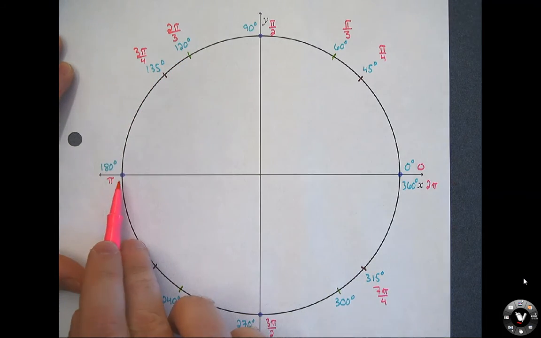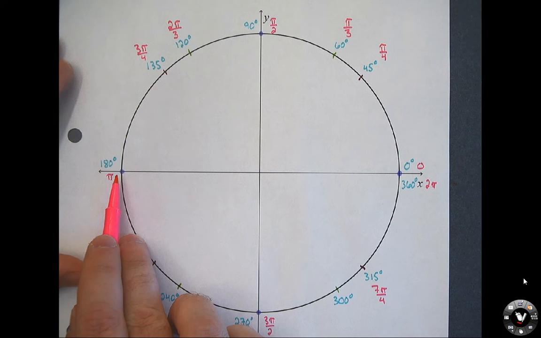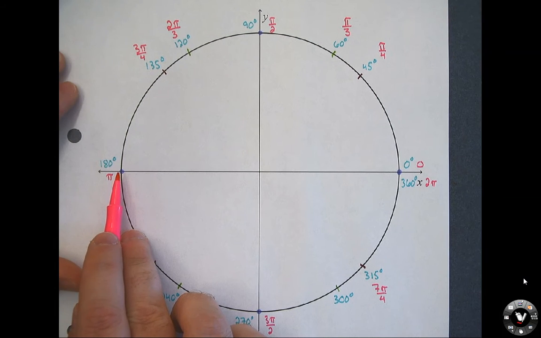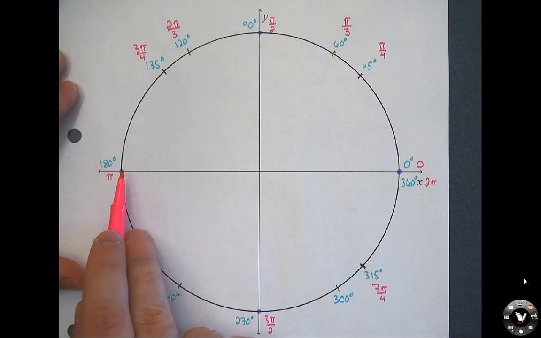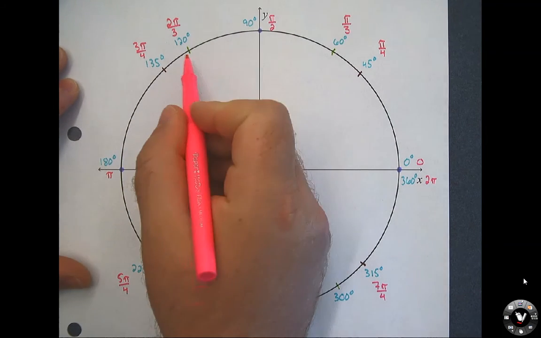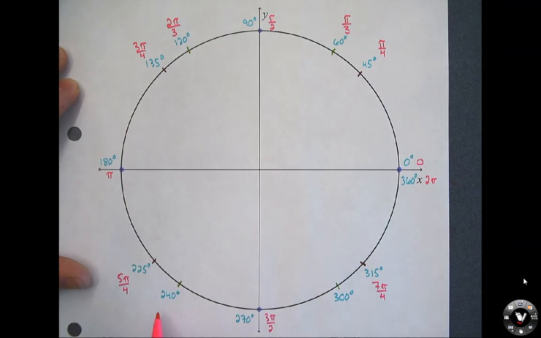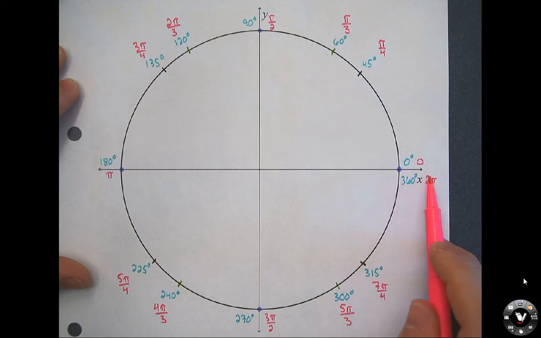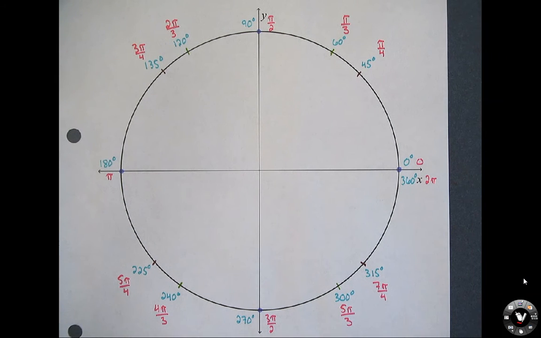Skip the 45. This would be 3 pi over 3s, but the 3 and the 3 reduce and just leaves me with pi. Then I would go another 60. That would take me to, so that was 2, this was 3, this would be 4 pi over 3. 60 jumps past the 90, would take me to 5 pi over 3. And then 6 pi over 3, 6 over 3 reduces to be 2 pi.